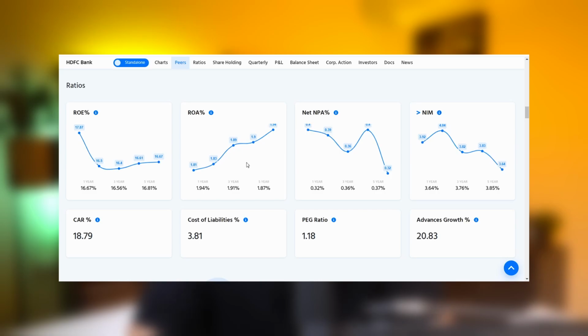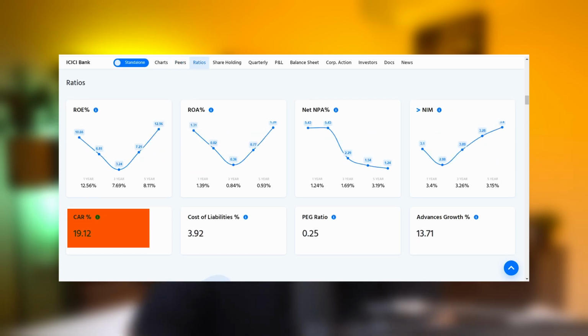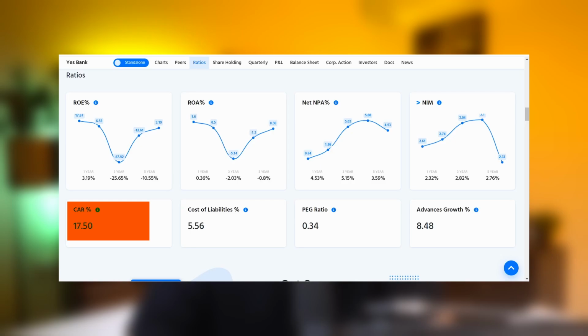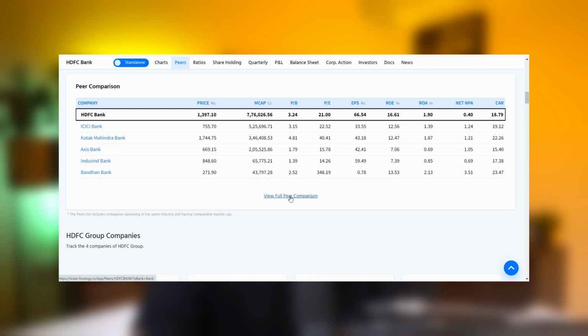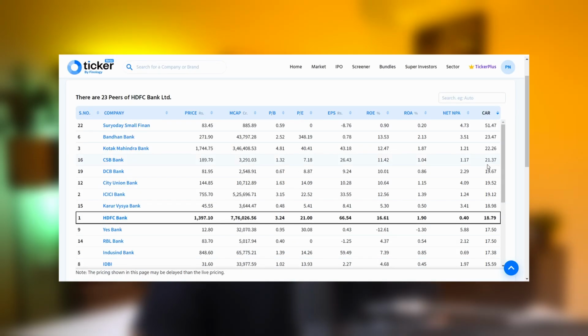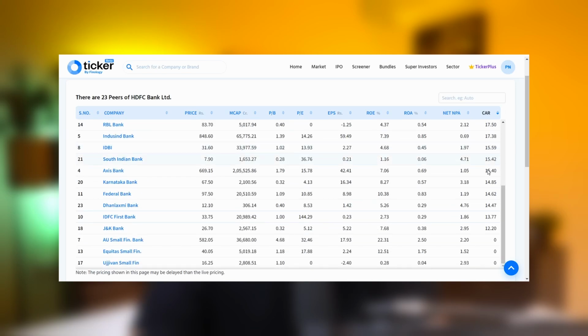Now, the better capital adequacy the bank has, the more loans they can issue, right? For HDFC Bank, CAR is 18.79%. For ICICI, 19%. For Kotak, 22%. That's good. For Yes Bank, 17%. Let's see a comparative analysis. We will click for the full peer comparison and sort this CAR highest to lowest. We'll scroll below. Let's see the lowest one available. We have J&K Bank at 12%.